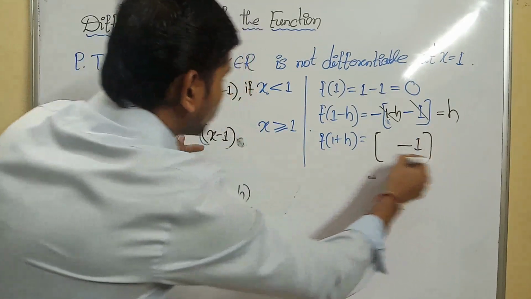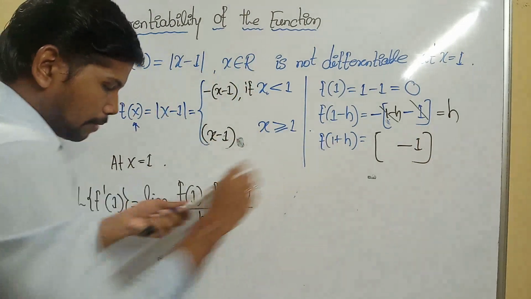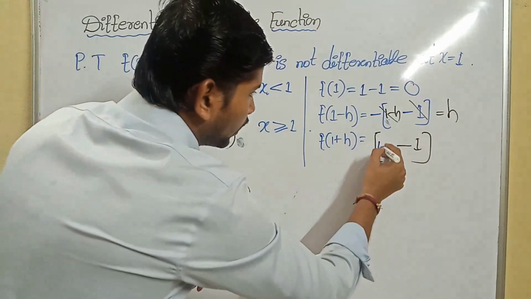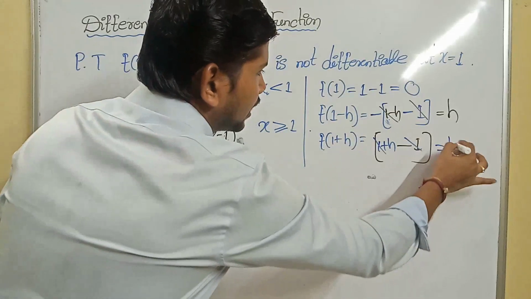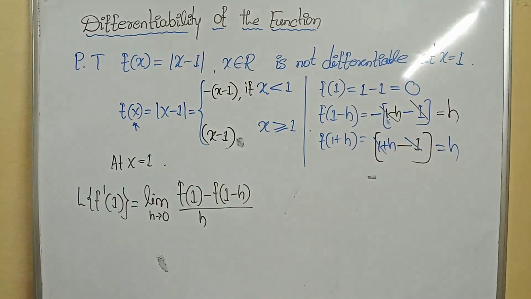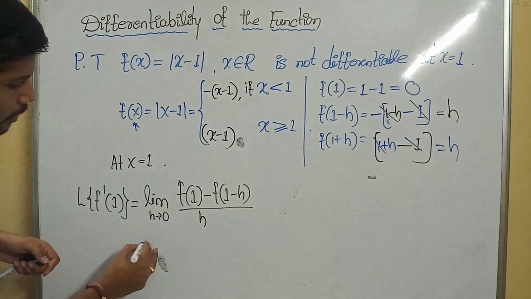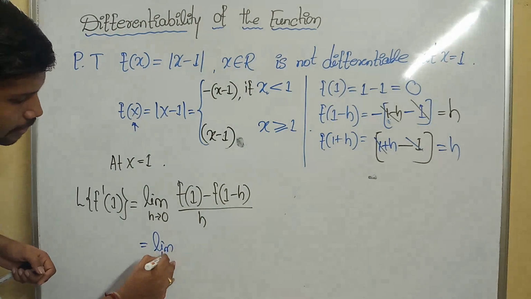Minus 1 I wrote. This x is replaced by 1 plus h. That's why I'm writing 1 plus h. Getting my point clearly? Plus 1 minus 1 cancel. I got the h value. Is it clear? Is it okay? Then I'd like to write here limit as h tending to 0.